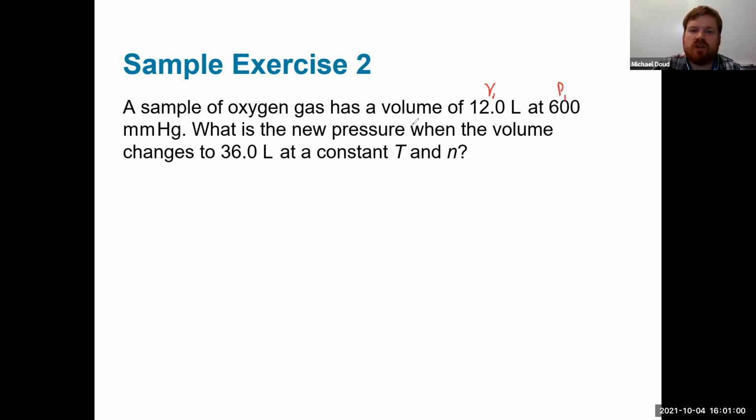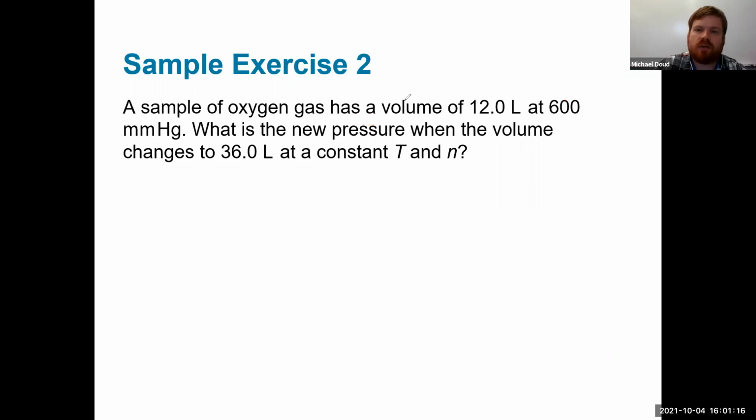And then it's asking what's the new pressure? Well, that would be P2, when the volume changes to 36.0 liters. That's V2. So what are we solving for here? Well, we're looking for P2, right?